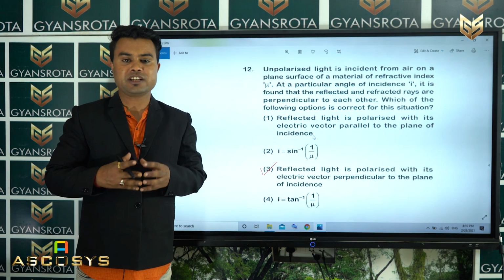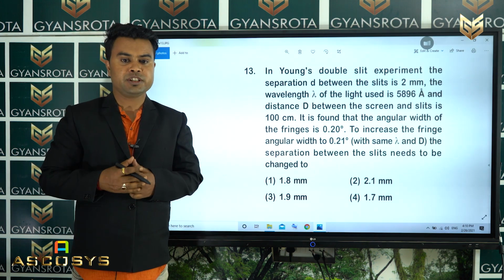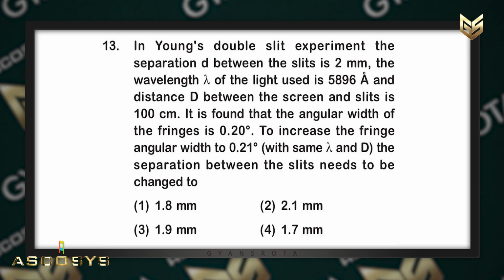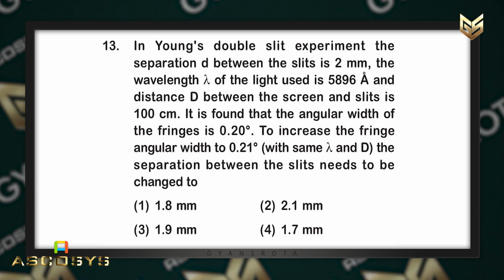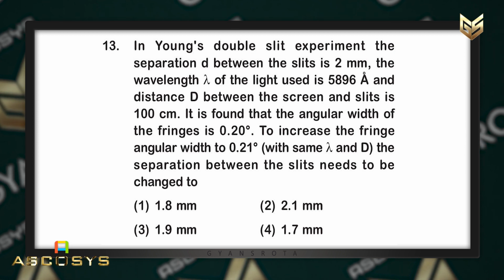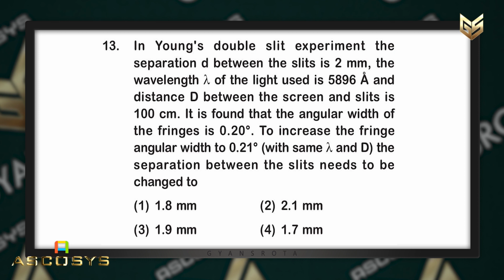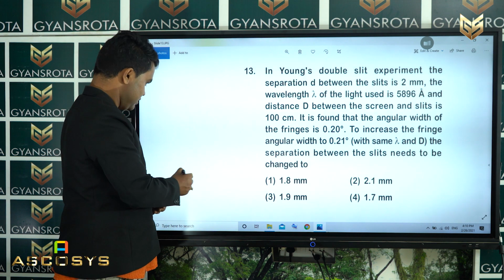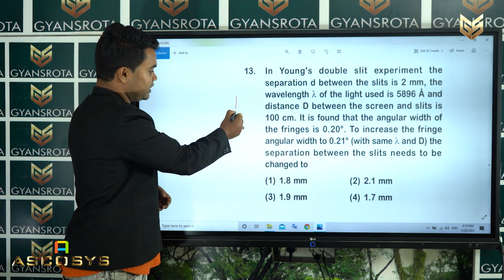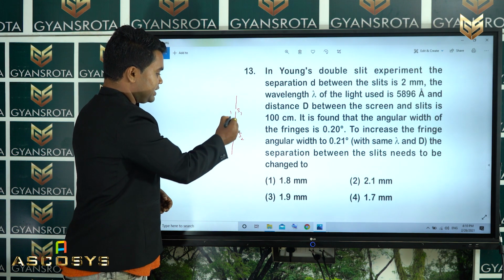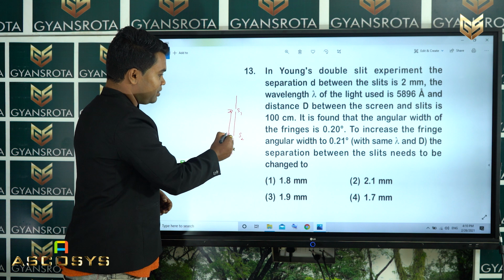Now let us move to the next question, that is question number 13. Question number 13, in Young's double slit experiment. As you heard the name Young's double slit experiment, you can easily recall that this is from wave optics again. In Young's double slit experiment, the separation d between the two slits is 2 millimeter. Between the two slits means it's like this. This is the two slits S1 and S2, and the distance between them initially is given to be how much?